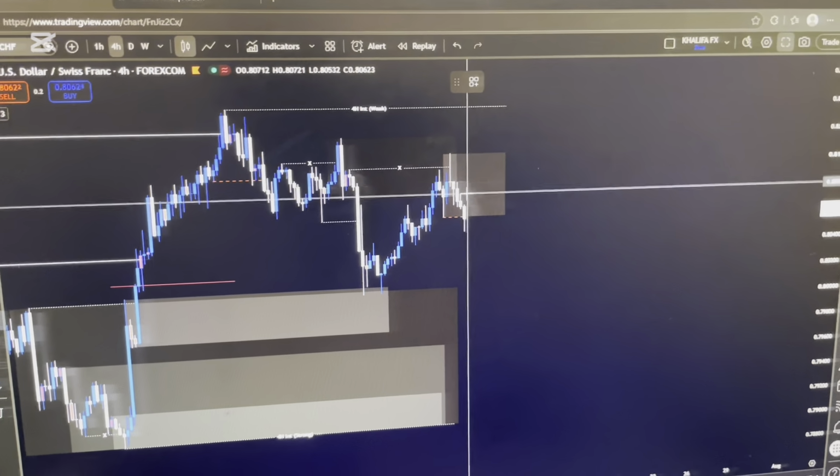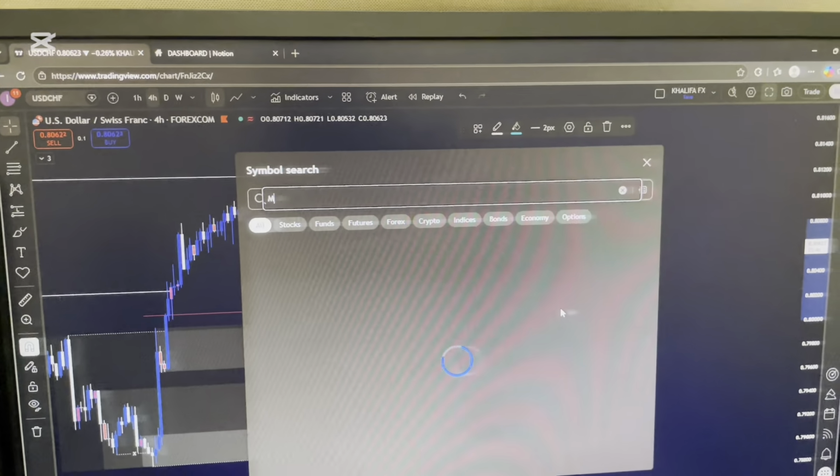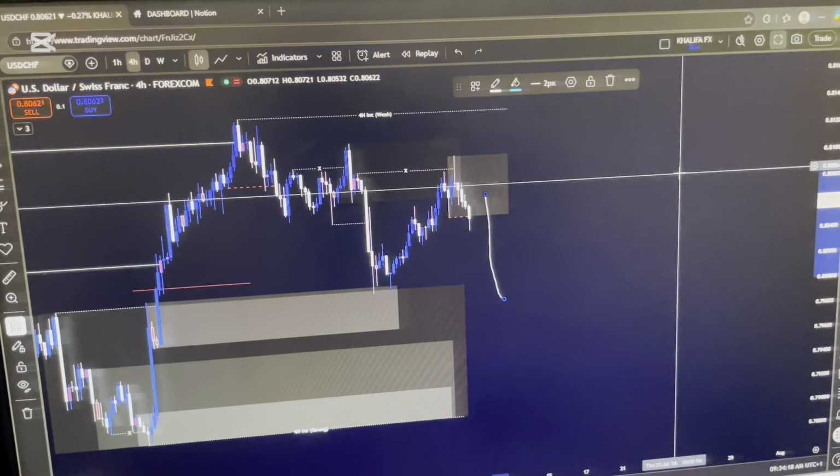I'm looking to sell USD CHF here to the downside. So that's it guys, that's my analysis. I'll update you guys once anything occurs, right?